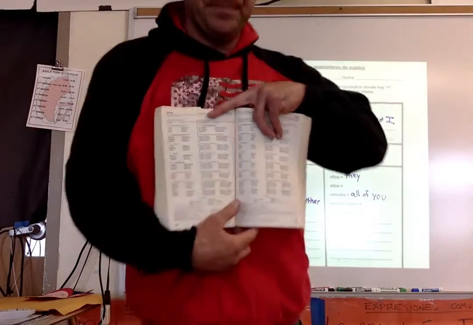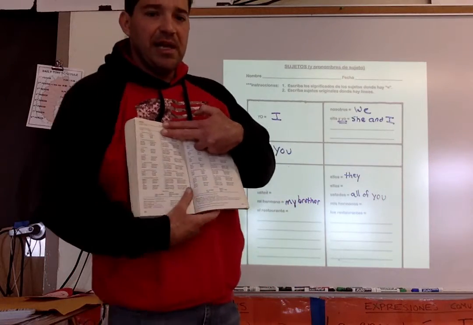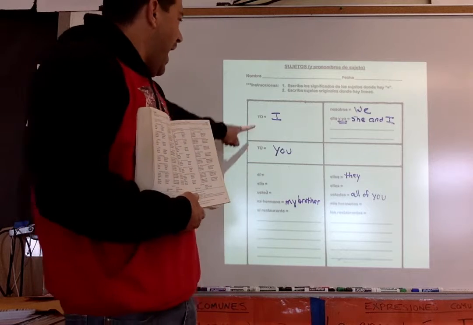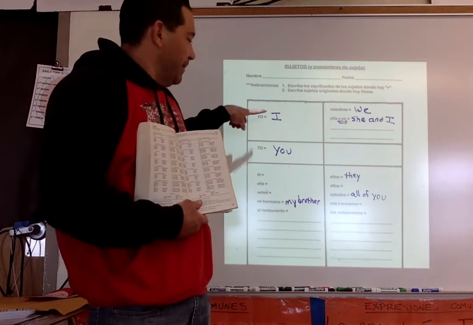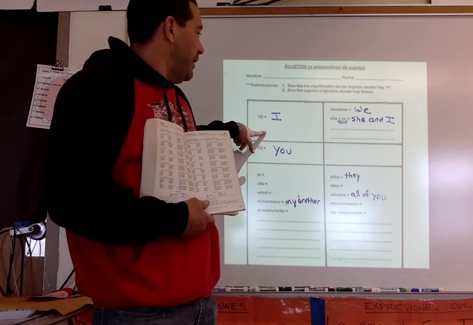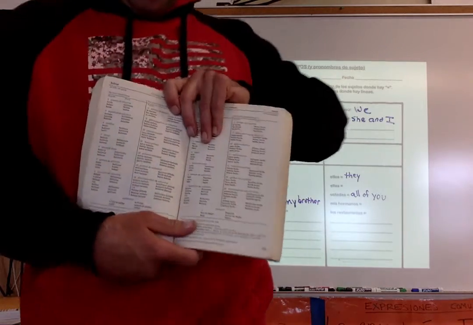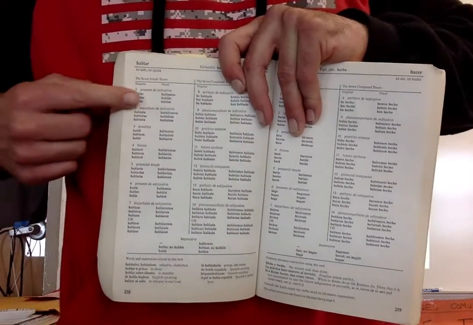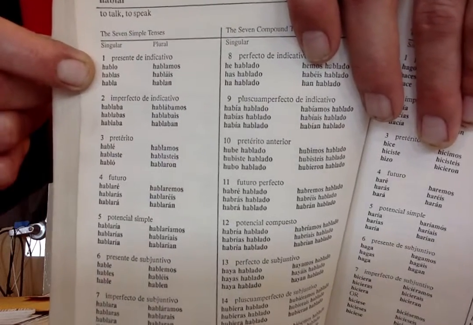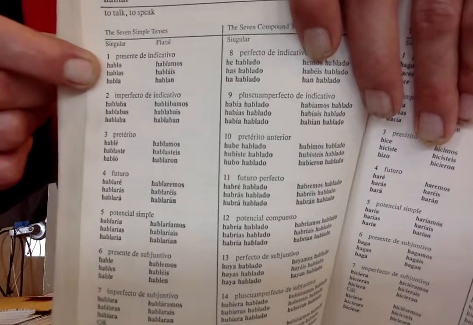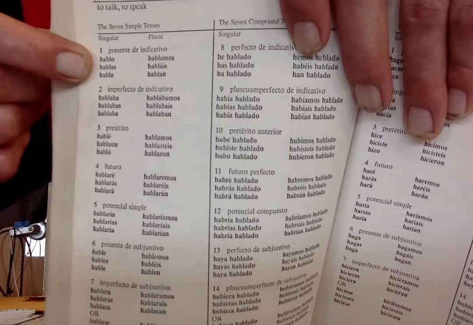So for example, let's say you want to say, I speak. So I is in the top left box. So you would look here, and that's present tense. You would look in the top left, because that corresponds with I. I speak. Yo hablo.